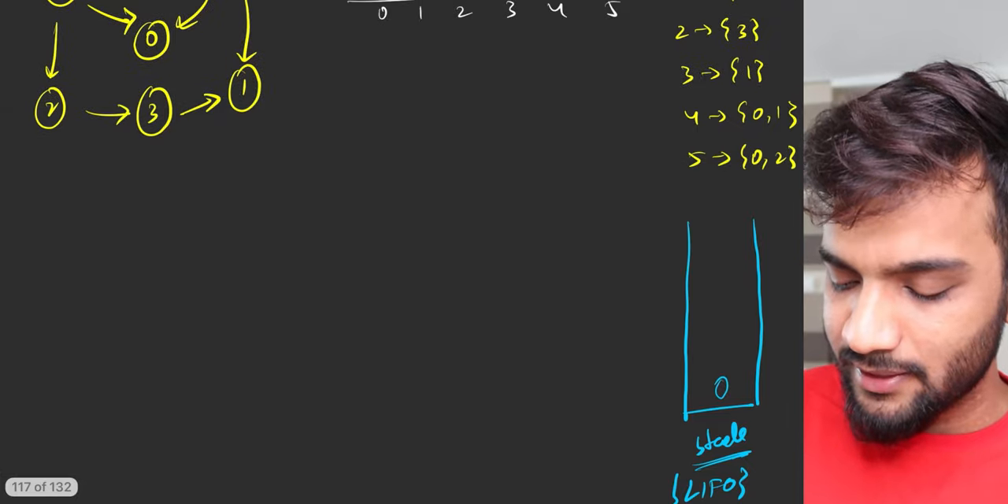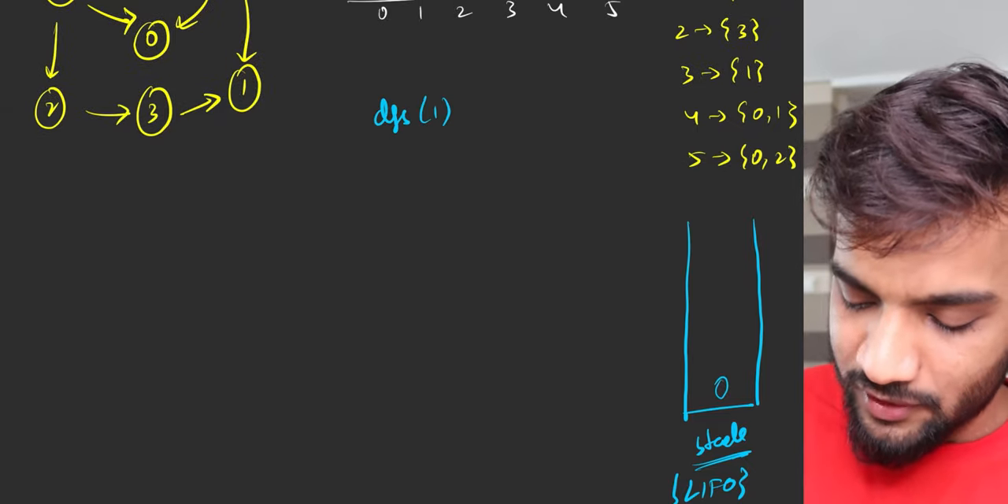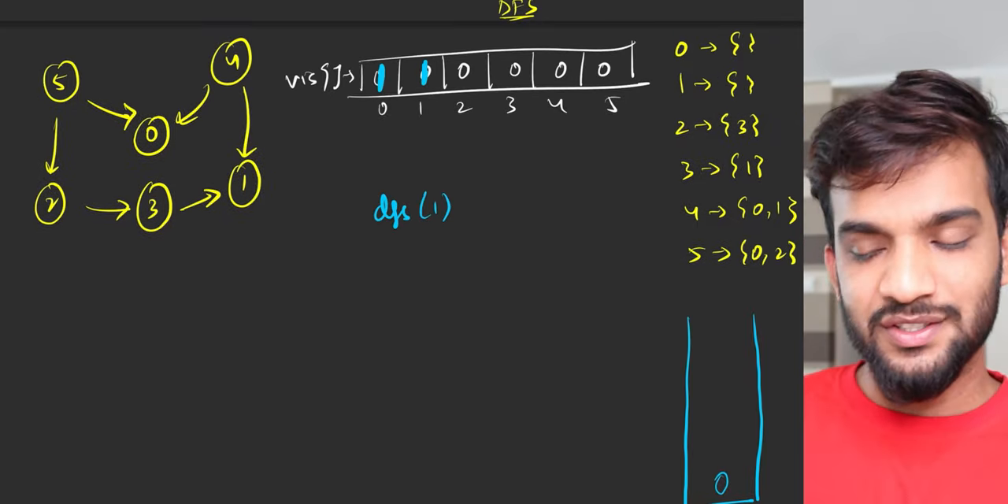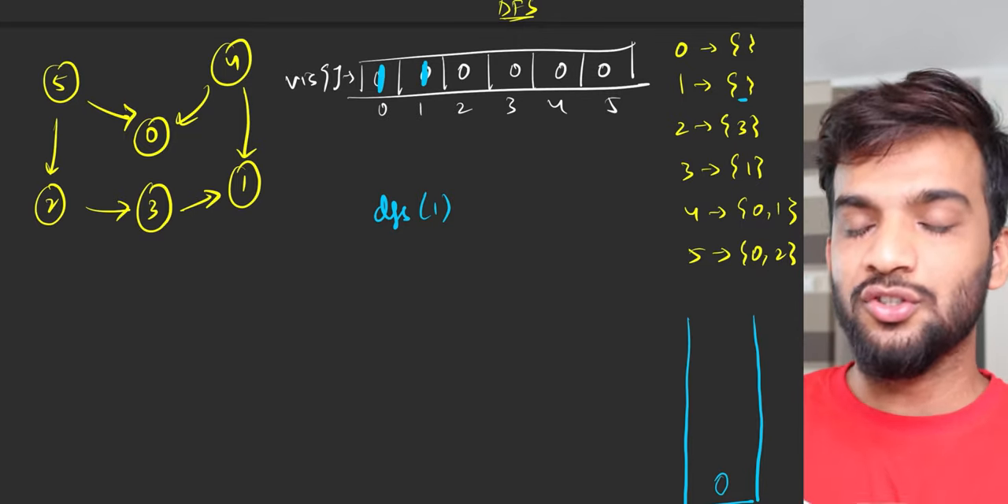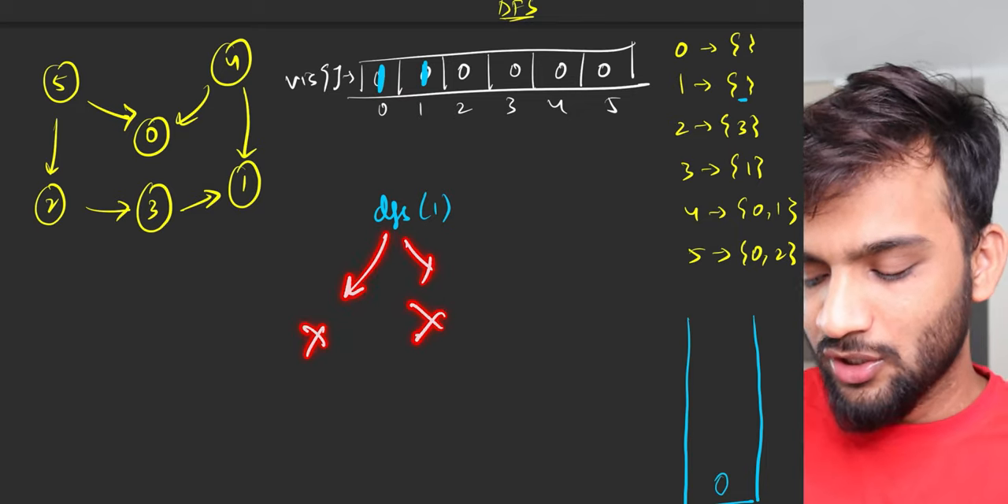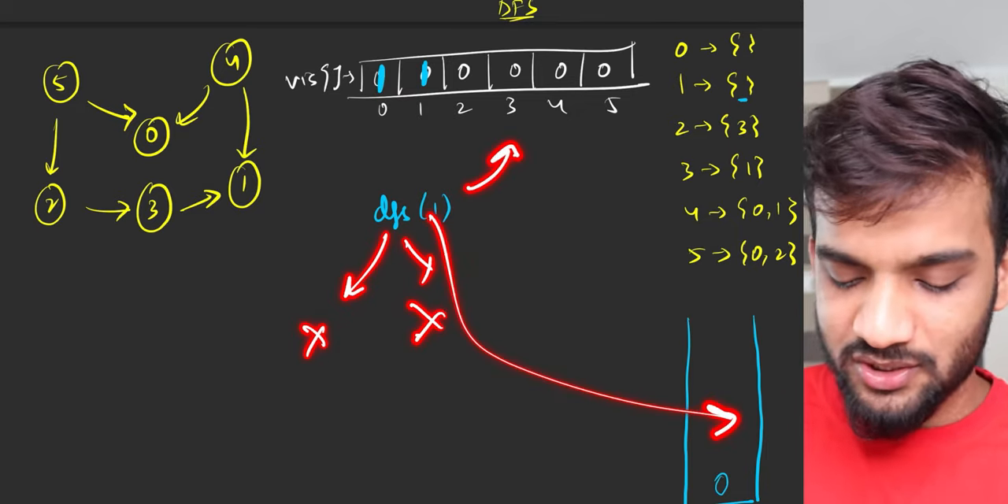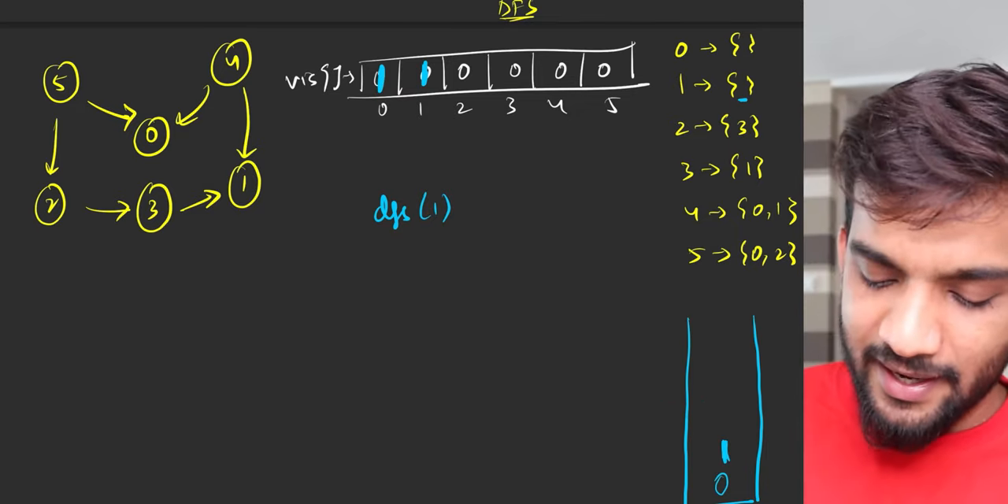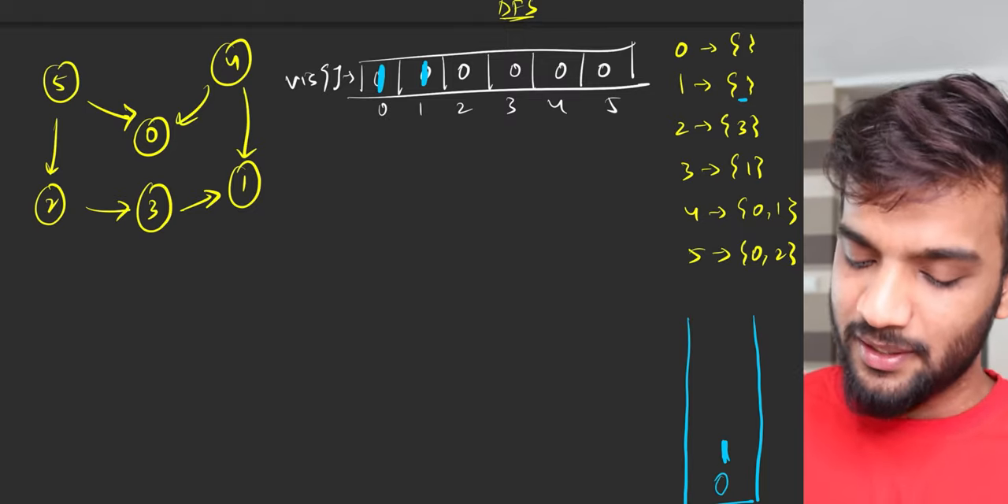So again, you write the same thing, DFS of one. The first thing you do is you mark it as visited. Does one have any adjacent nodes? No. So there will be no further DFS calls. So before going back, put this into the stack, and now you'll go back. So the DFS is completed.